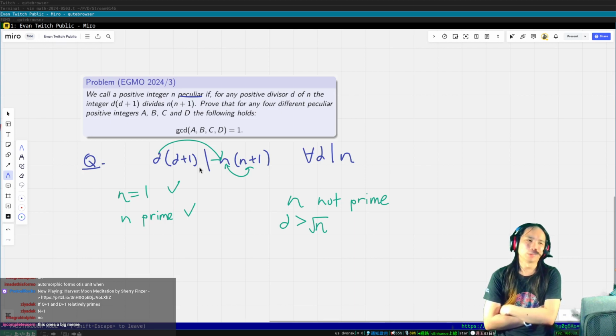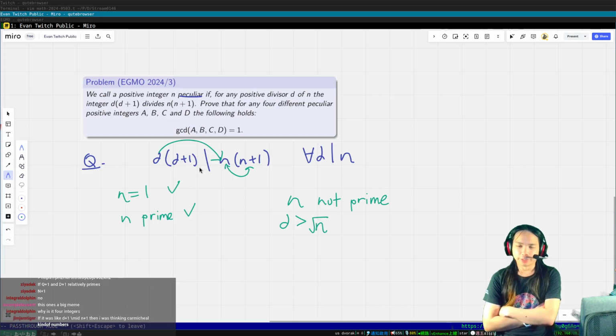Put it this way, n equals 6. No, n equals 6 doesn't work. Yeah, n and n plus 1 are relatively prime. So d will never divide n plus 1. All of the factors of d will not touch the n plus 1 part. But d plus 1 could have factors in common with n.